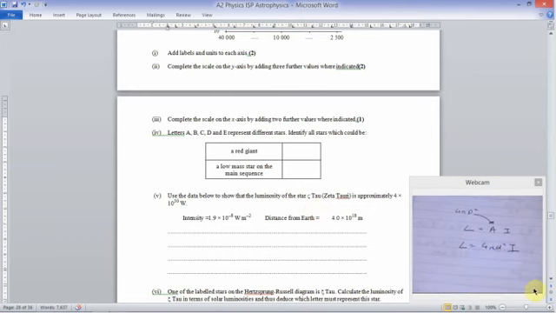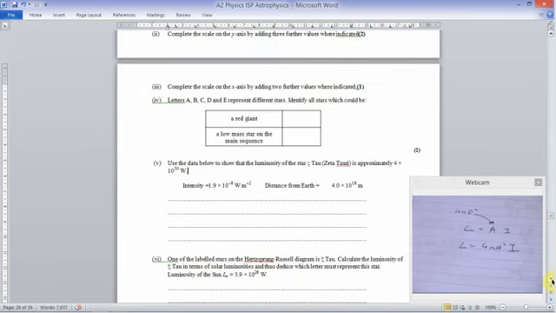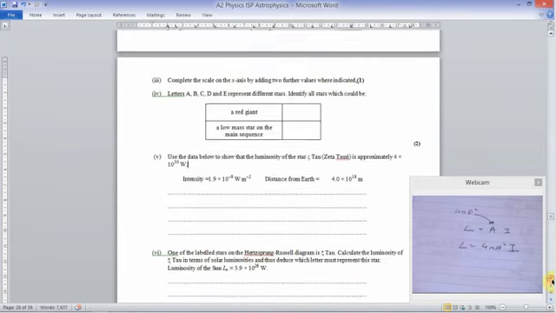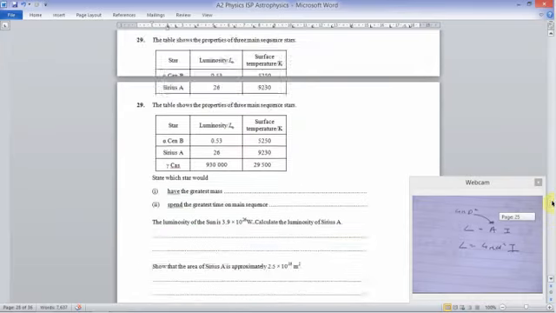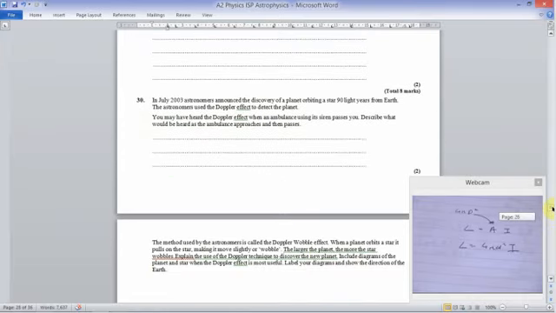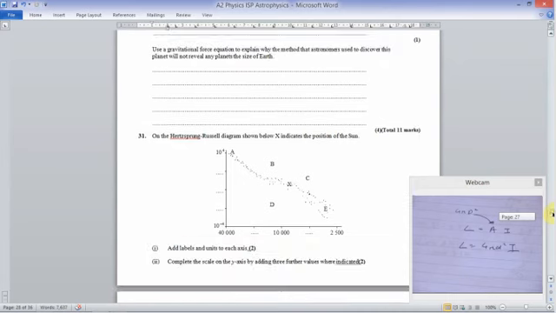One of the labeled stars in the Hertzsprung-Russell diagram is tau. Calculate the luminosity of tau in terms of solar luminosities, and thus deduce which letter this star must be. Luminosity of the sun is that. So we've got our value of luminosity, and from the previous question we divide it by this. Once you figure out what that value is, you look at the stars on the graph to figure out which it is. I'm just looking at my notes, and it's going to be A. The answer I got was about 9,700, so that's nearly 10,000. So that's going to be A up here, in terms of luminosity for this axis.